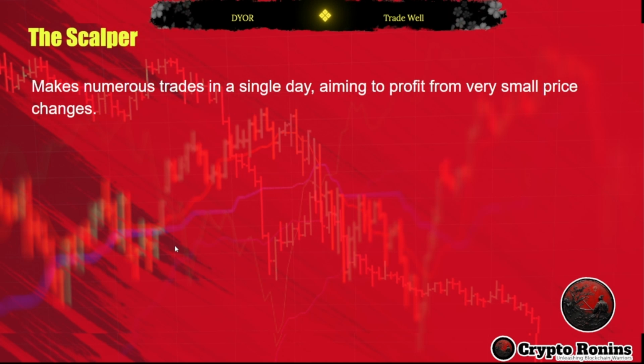The scalper. Now, the scalper makes numerous trades in a single day, aiming to profit from very small price changes. But here's the thing about a scalper. Usually the ones that are very successful do not use a small amount of money. They usually have large amounts of money. They don't need the market to move very much. If they make a trade for 5 SOL, they only need it to go up a couple of points and they're going to make 50, 60 bucks and they're going to peel it all off.